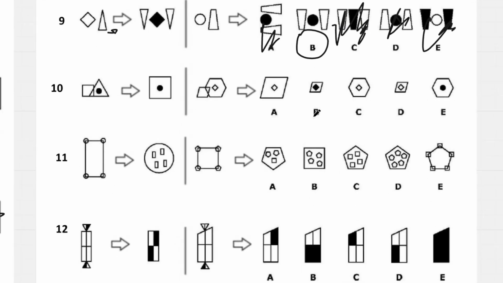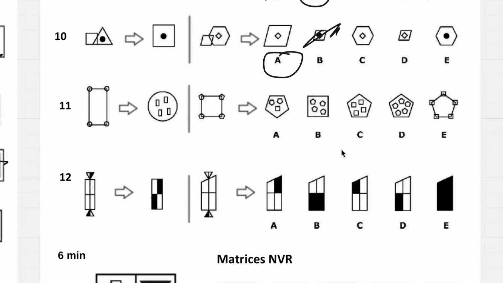Question number 10, we have a square that goes big, we're going to have a parallelogram or rhombus that goes big, so it's definitely going to be A. Question 11, we have this big shape becoming small, this big shape is going to become small, so we have small squares which looks something like C.